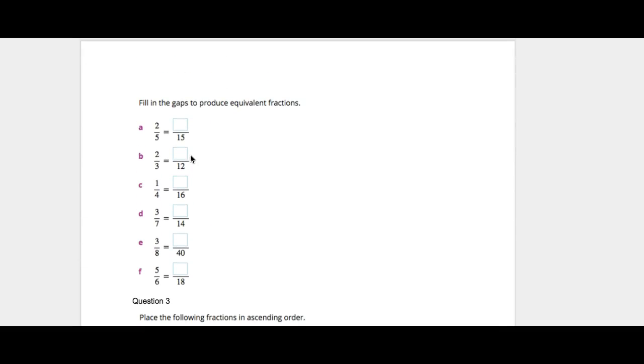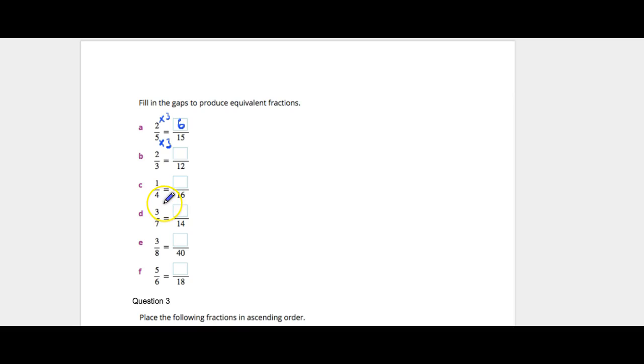Okay, so fill in the gaps to produce equivalent fractions. So this is kind of what we were doing before. So you ask yourself, well, what did I have to multiply this denominator to get to this denominator? So for this one, the first one, we had to multiply it by 3. So I'm just going to write in 3 here, very small, hopefully. And then I do the same to the top. Okay, so 2 times 3 is 6. And that's all you have to do. So the purpose of this one is just to see how you can get this numerator here.